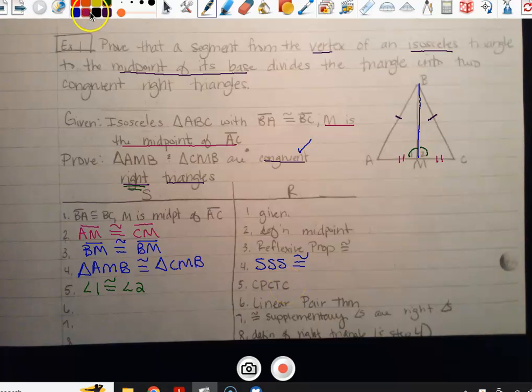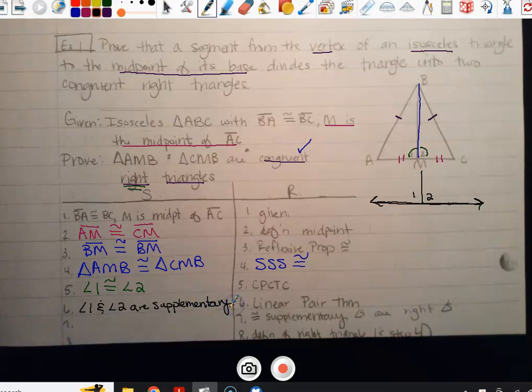Well, next we can use this linear pair theorem to help us. What does the linear pair theorem say? Okay, so good. The linear pair theorem says two angles that form a line. So it doesn't matter what two angles. But in this case, we have angle 1 and angle 2. But any two angles that form a line are supplementary. So we're going to say angle 1 and angle 2 are supplementary.